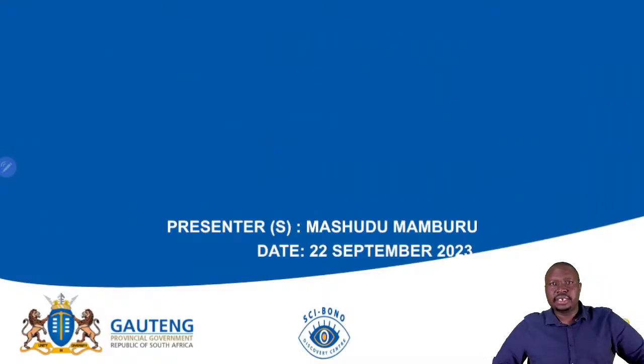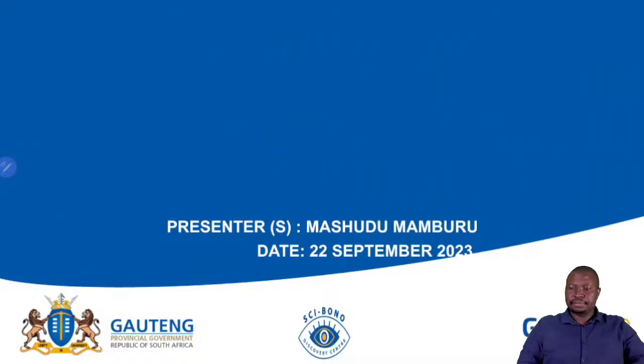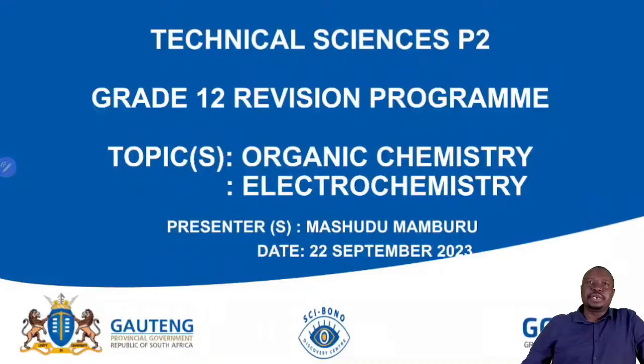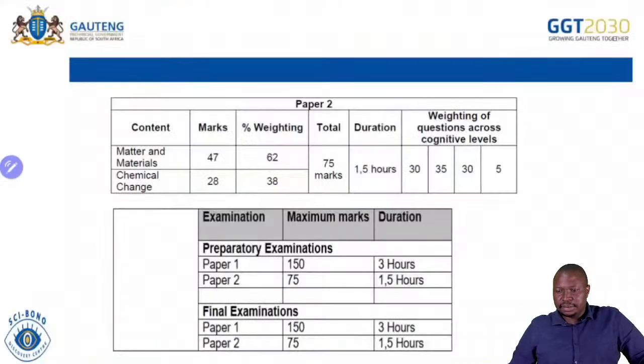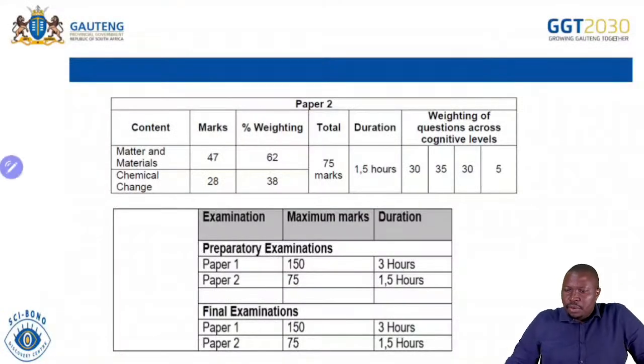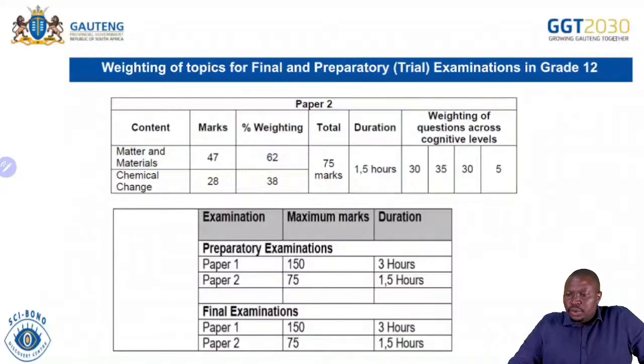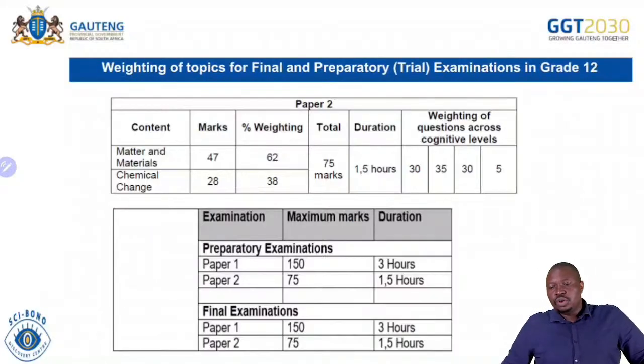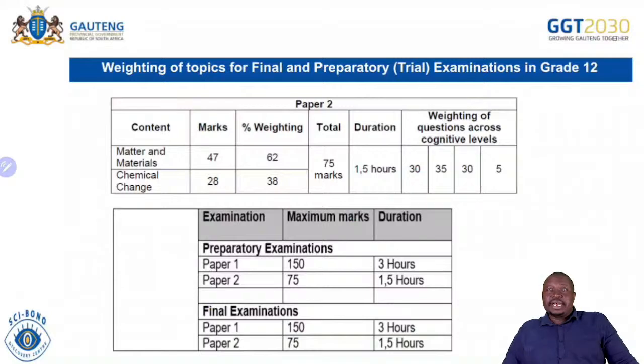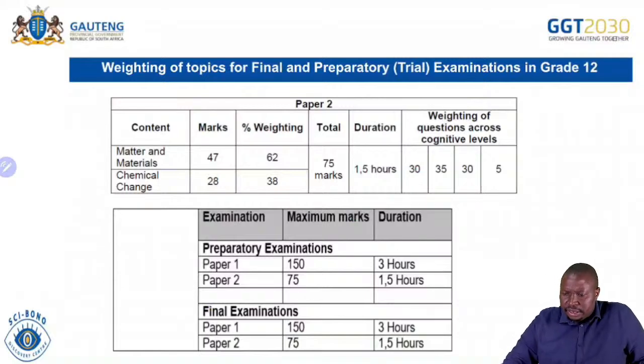So today we'll be focusing on paper 2, hoping that you have enjoyed your paper 1 today. We are saying, come Tuesday, you must be ready. You have the whole weekend to revise. So as we start now, let's look at the weighting. Remember paper 2, we have 75 marks. So you'll be writing for 1.5 hours.